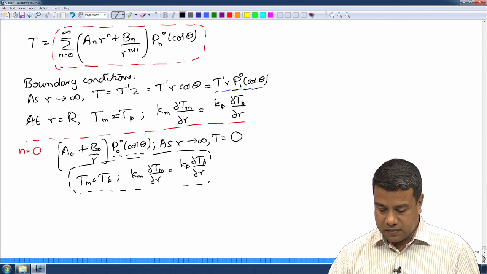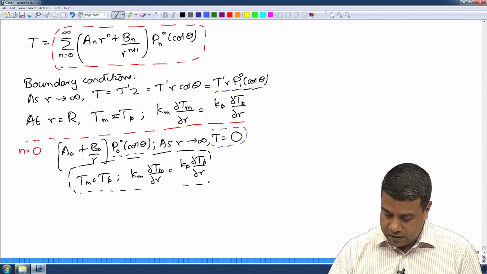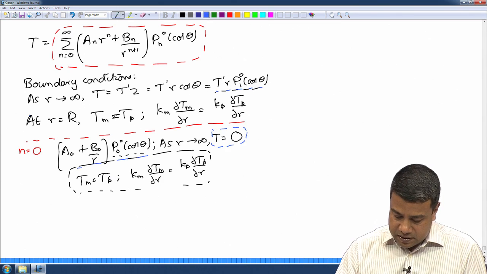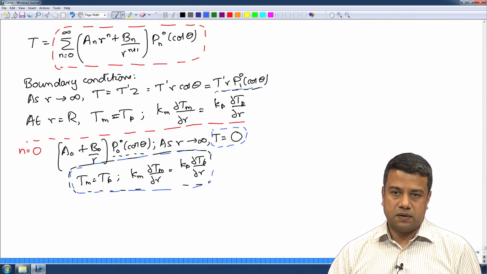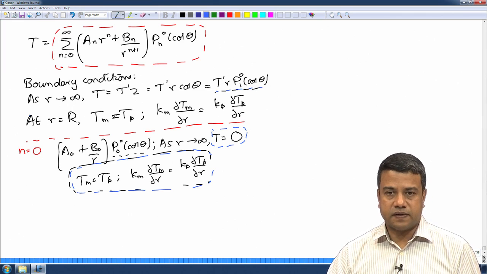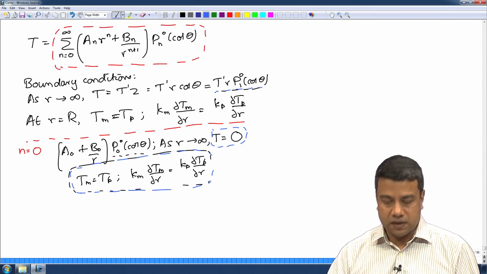So, for n is equal to 0, since the forcing is 0 as r goes to infinity, and these boundary conditions just relate the temperature and the flux at the surface, if the temperature were 0, all of these conditions would be satisfied. This is a linear equation, therefore, there should be only one solution, and that solution is the 0 solution, because there is no forcing in the equation at n is equal to 0.